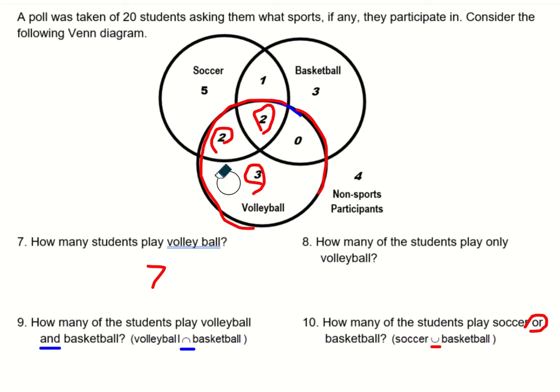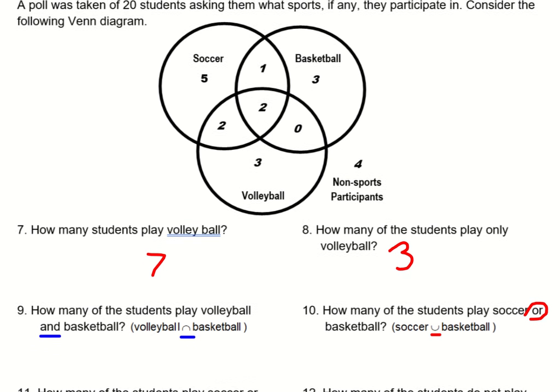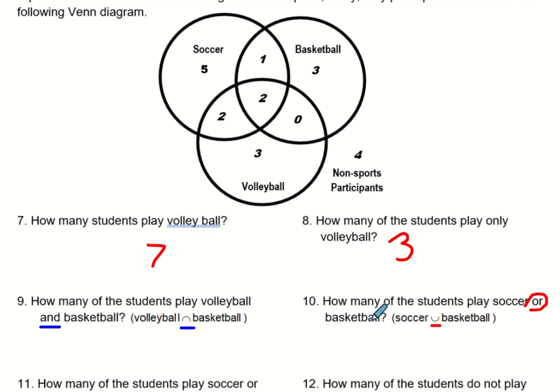All right. Now the next one says, how many students only play volleyball? And I already really answered that. The 3 here represents only volleyball. Whereas if I said how many people only play basketball, it'd be 3. If I said only soccer, it'd be 5. So 3.